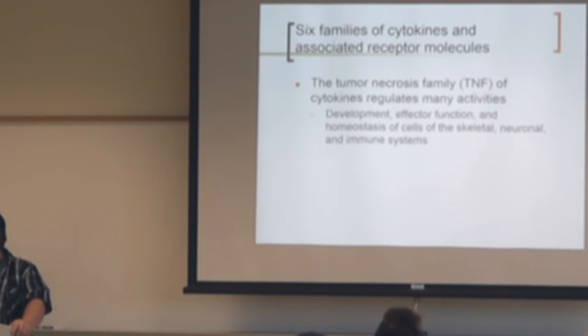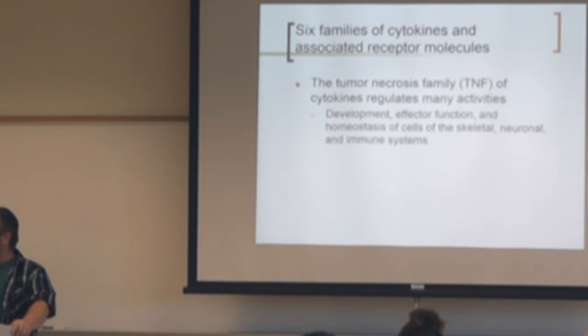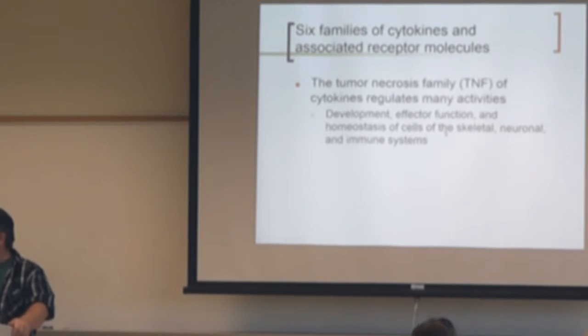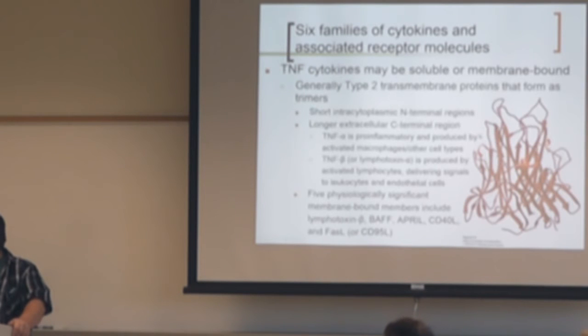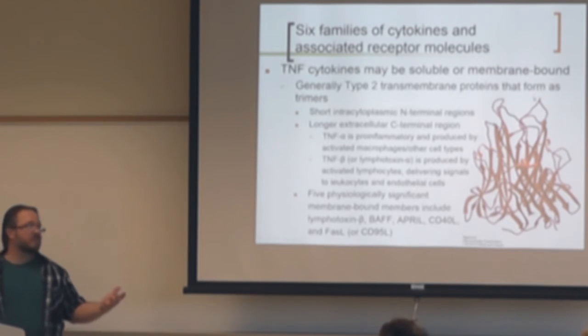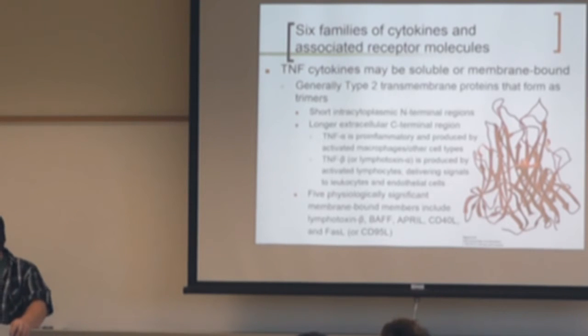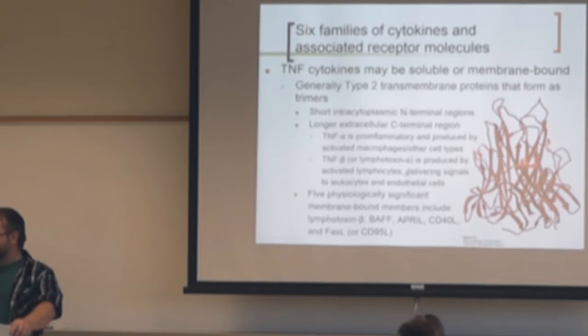So the other family is the TNF family of cytokines, and most of these affect development, effector function, and homeostasis of cells, so whether cells survive or die. These TNF cytokines can be soluble, but they can also be membrane bound. This is one of the classes that actually has membrane-bound cytokines, which a lot of times can be enzymatically cleaved and then released.